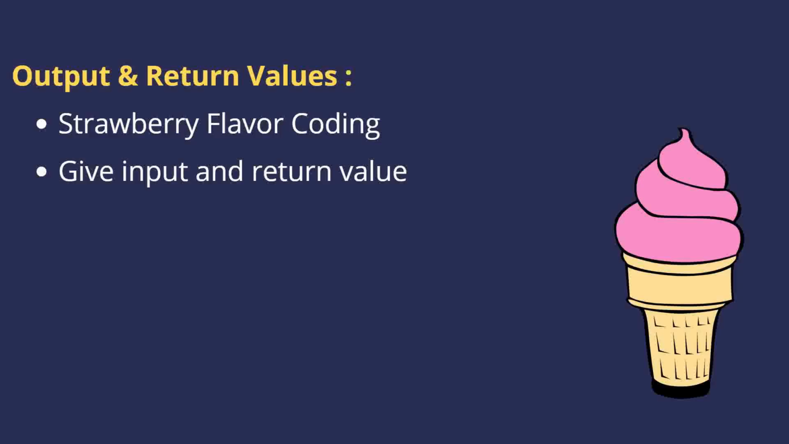So now, congratulations. We are done with chocolate and vanilla coding. So now we will move forward. As in the last challenge we made a sophisticated function that asked for input, now we will make it more complicated. Along with input, it will give an output, a return value. So this will be strawberry flavor coding, the most difficult and complex.